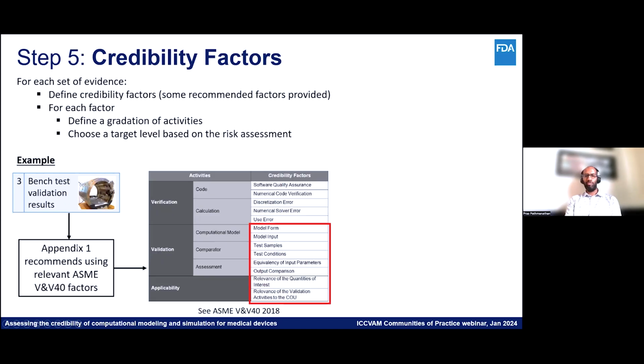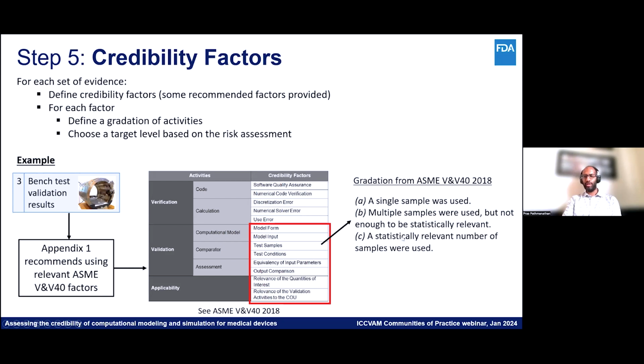And these are factors that break down the evaluation. At that point, we follow the approach of BNB40. BNB40 defines these credibility factors for this type of test result. So it's things like test samples, the conditions, and it asks the user to generate something called a gradation, which is supposed to be a spectrum of different levels of rigor for each of these considerations, each of these factors.